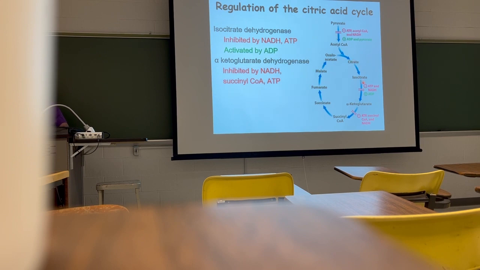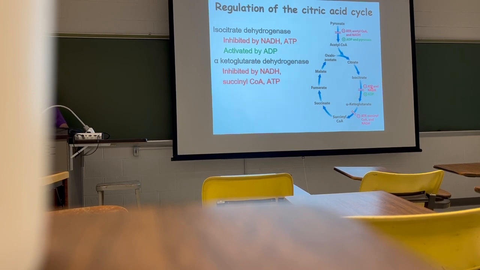In the citric acid cycle, there are two key regulatory enzymes. It's the two enzymes that carry out oxidative decarboxylation steps. So isocitrate dehydrogenase is inhibited by ATP and NADH and activated by ADP, and the alpha-ketoglutarate dehydrogenase is inhibited by ATP, by its own product succinyl-CoA, and by NADH, also one of its products. So these are the key regulatory steps in the citric acid cycle, and they're coordinated with pyruvate dehydrogenase regulatory steps to regulate the flow of atoms through the citric acid cycle.